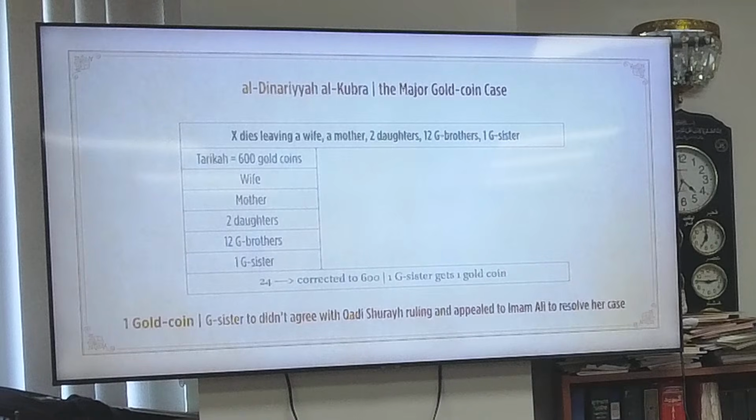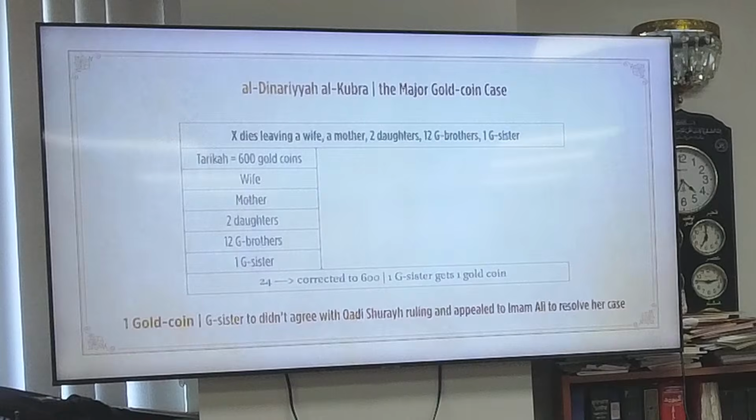So the full sister said, did I get only 1 gold coin out of 600? There must be something wrong. So she went to Imam Ali and she told him, you know, I think I've been dealt with unjustly. He said, what's the problem? She said, I got 1 dinar. I went to Qadi Shaykh and he only gave me 1 gold coin. And I think he messed up.